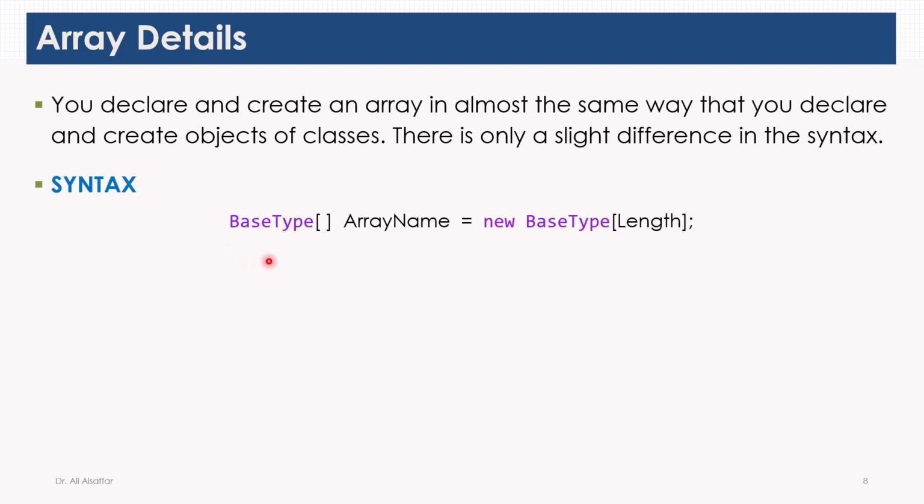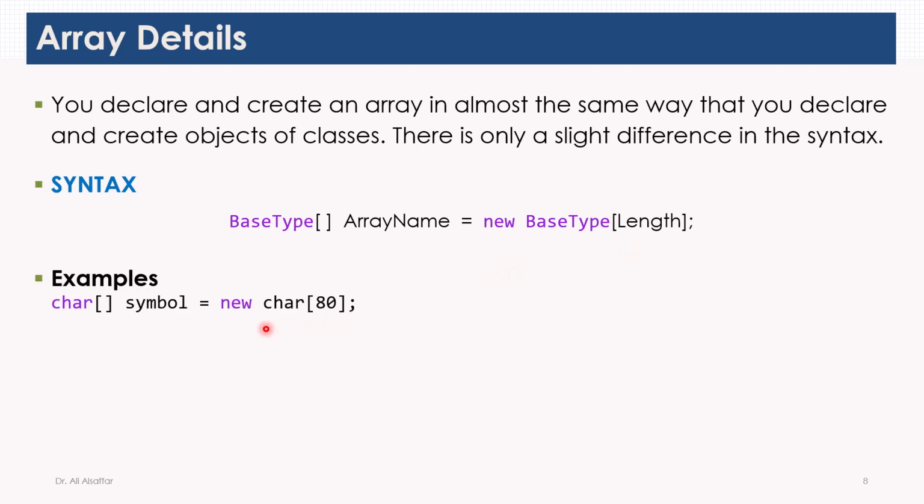This is the syntax. You write the base type, either a primitive, integer, double, long, or a class type like a string or a user-defined class, followed by empty square brackets to tell the compiler that this is an array, followed by the name of the array, which is a reference, then the command to create the elements of the array, equals new, and then you repeat the base type here, but between square brackets you determine the length or the size of the array that you want to allocate in the memory.